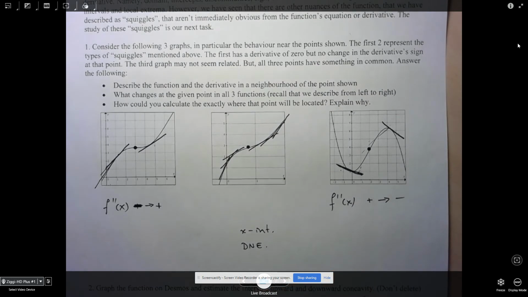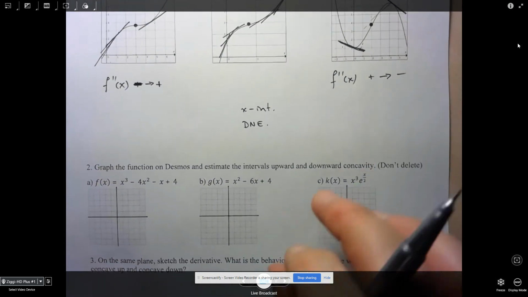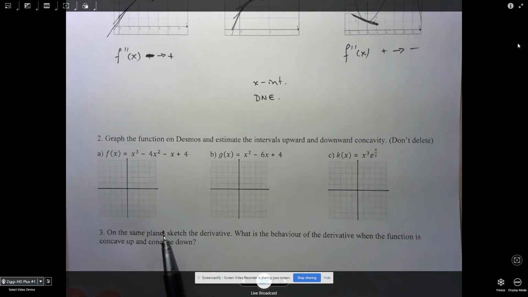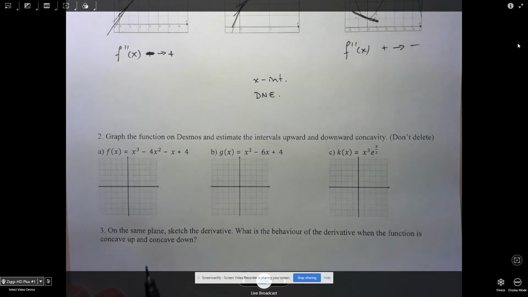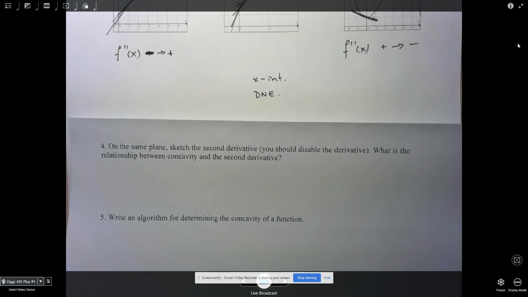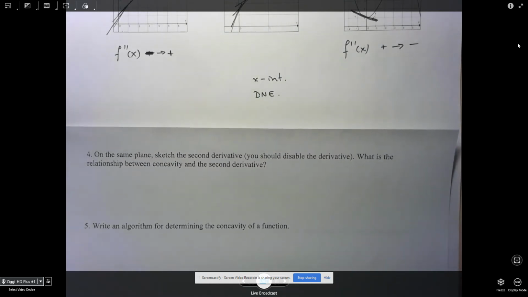All right, so this is what you're going to look at in the next section: you're going to look at some examples and see if our conjectures make sense. Okay, so first of all, when it's concave up, is the derivative increasing, and when it's concave down, is the derivative decreasing? And then if you look at number 4, you're going to compare to the second derivative, and does the sign of the second derivative seem to give you concavity?